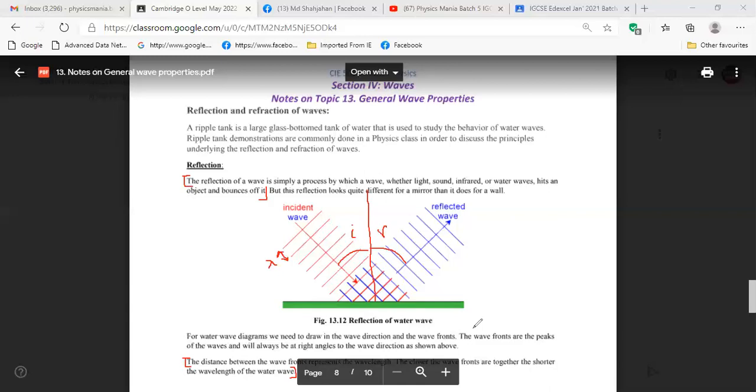Please draw this diagram also. Label these things. What I labeled here, I and R, you labeled here in this diagram. We are having I and R. It should be equal. Okay. This is the law of reflection.